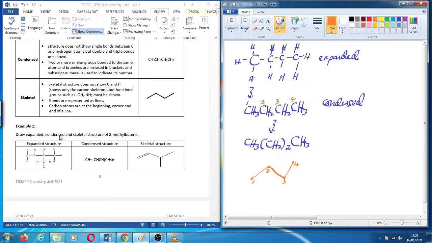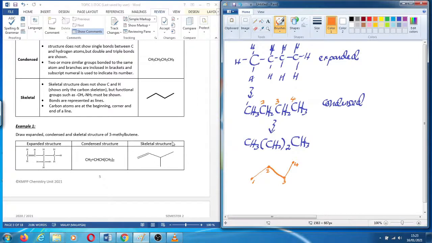Draw expanded, condensed and skeletal structure of 3-methylbutane. Expanded, you have to show all the bonds between the atoms. And then you condense it. The first one you have 2, you write CH2, show the double bond, and then C, you have one hydrogen bonded to it, CH, and then you have CH3, you bracket CH3 with 2 because you have 2 CH3.